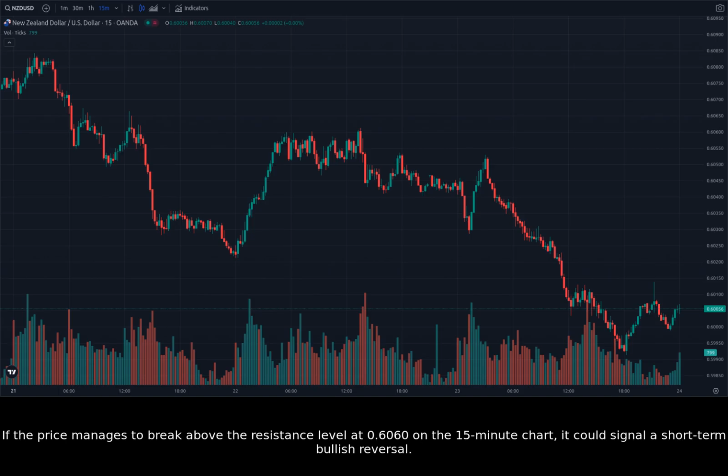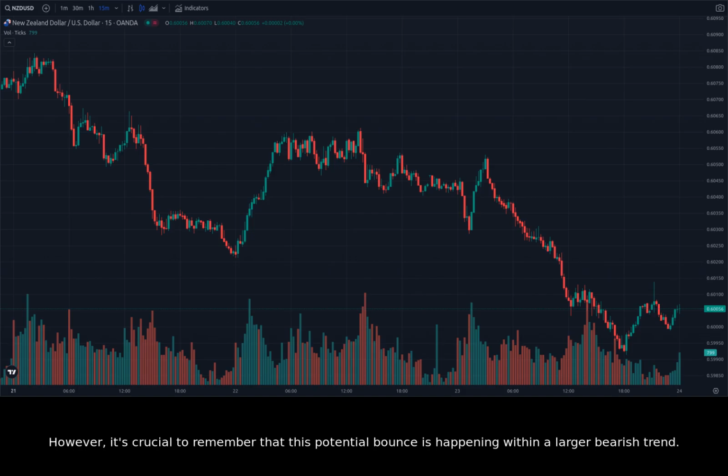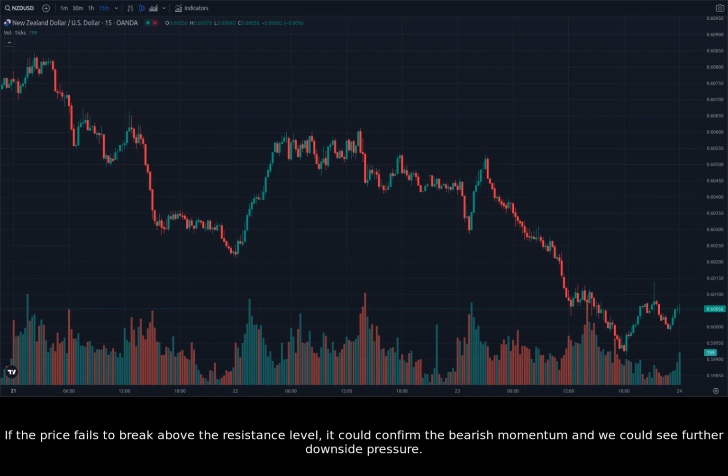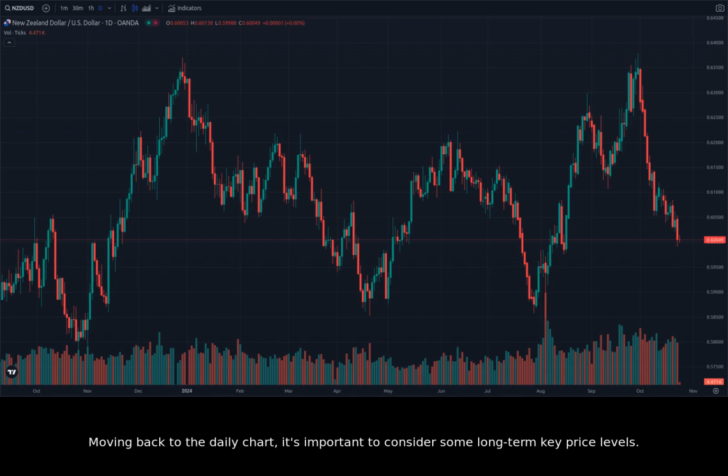If the price manages to break above the resistance level at 0.6060 on the 15-minute chart, it could signal a short-term bullish reversal. However, it's crucial to remember that this potential bounce is happening within a larger bearish trend. If the price fails to break above the resistance level, it could confirm the bearish momentum and we could see further downside pressure.